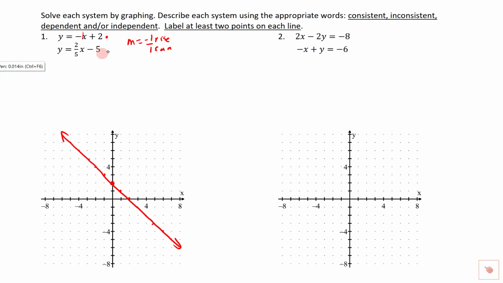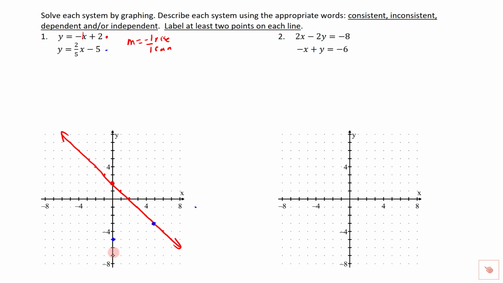I'm going to do this other one in blue. This one's going to cross at -5 on the y-axis, so we cross right there. And then the slope is 2/5, so that means we're going to rise 2 and then run 5. So rise 2, run 5. That's going to put me right here. That's good. Rise 2, run 5. That would have me over here.